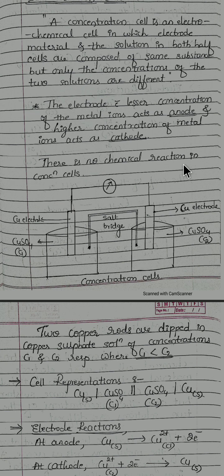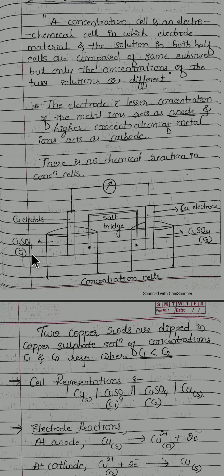Now how can you define the concentration cell? The concentration cell is an electrochemical cell in which the electrode material and solution in both half cells are composed of the same substance, as I told. This is copper and this is copper, and both are dipped in the same solution, that is copper sulfate, but only the concentrations of the two solutions are different. It has C1 concentration and it has C2 concentration, and the salt bridge gives the internal connection between these two half cells. So this is nothing but the concentration cell.